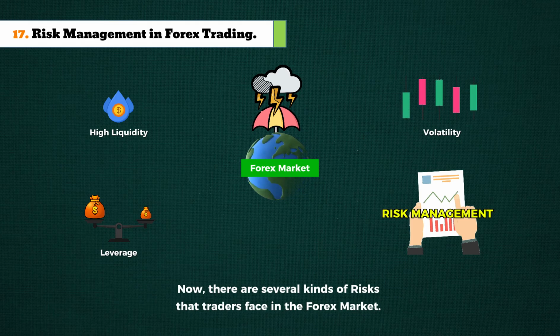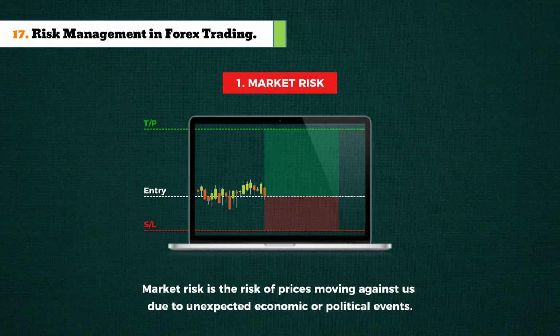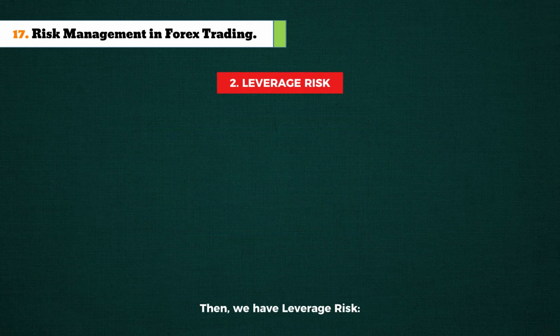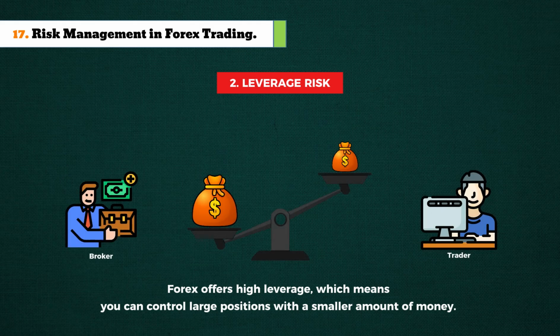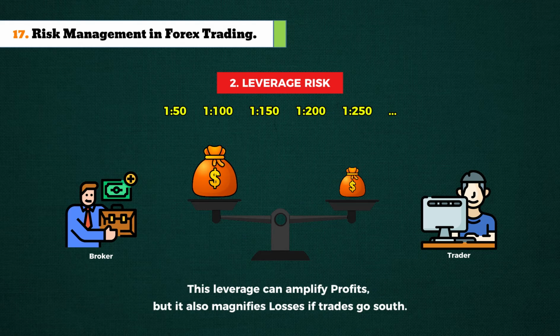Now, there are several kinds of risks that traders face in the Forex market. First, there's market risk. Market risk is the risk of prices moving against us due to unexpected economic or political events. Then, we have leverage risk, because Forex offers high leverage, which means you can control large positions with a smaller amount of money. This leverage can amplify profits, but it also magnifies losses if trades go south.